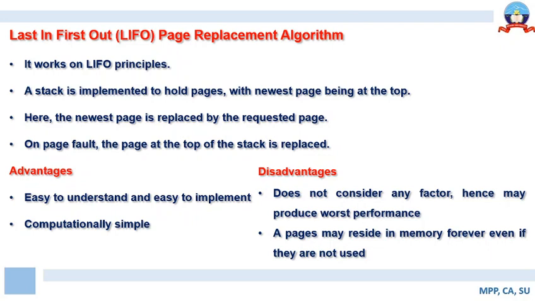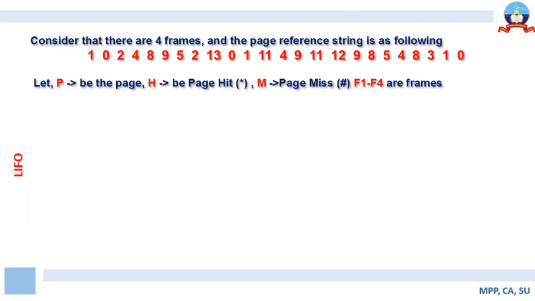So we will try to understand last in first out in greater detail with the help of an example. Now let us consider we have 4 frames and there is a page reference string as specified. As discussed in the other page replacement algorithm, page reference string basically highlights the sequence in which the pages will be requested for by the process during the course of execution. Here P refers to pages, H refers to page hit, M refers to page miss, F1 to F4 refers to the 4 frames that are there.